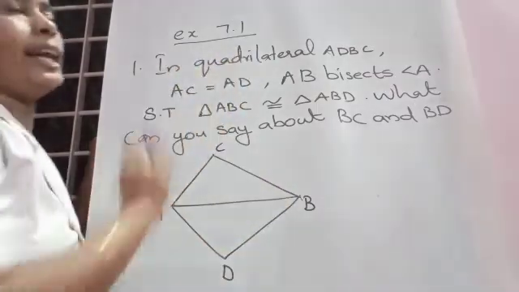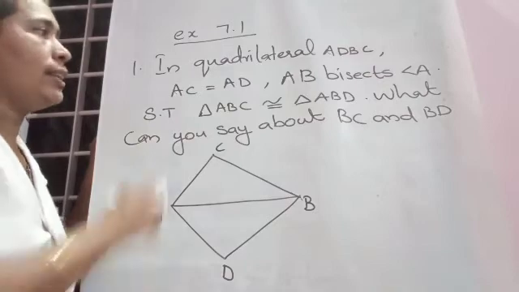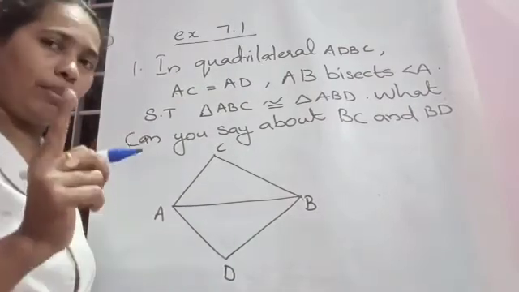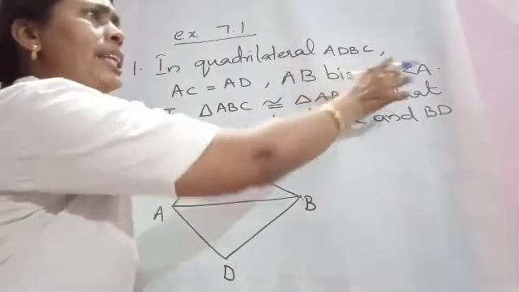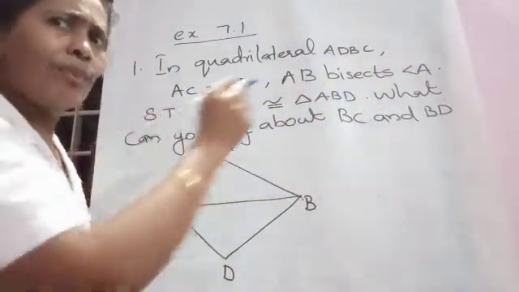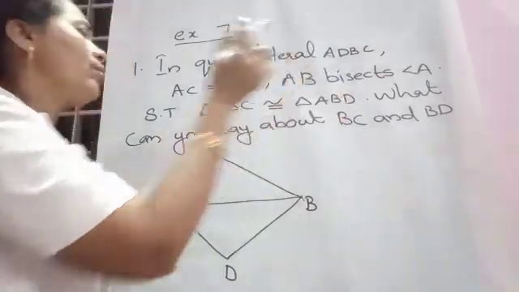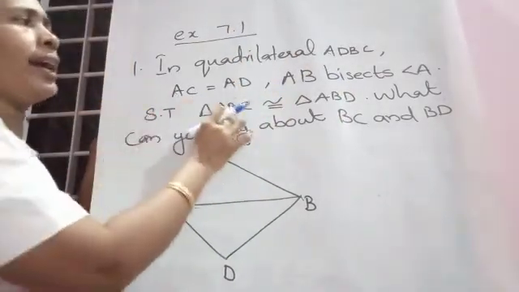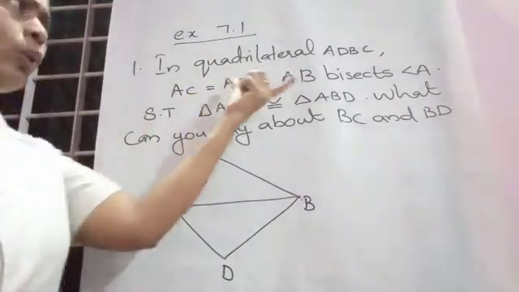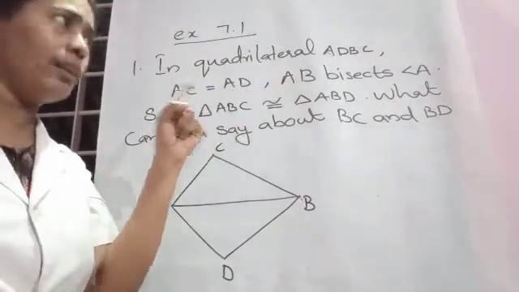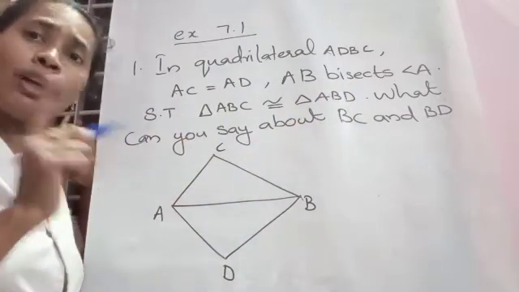In quadrilateral ADBC, two things are given to you. What are the two things? AC equal to AD. One side is already given. AB bisects angle A means one of the angles is also coming here. Then show that triangle ABC is congruent to triangle ABD. So two conditions we already got. One side, one angle is okay. We need to find one more case.